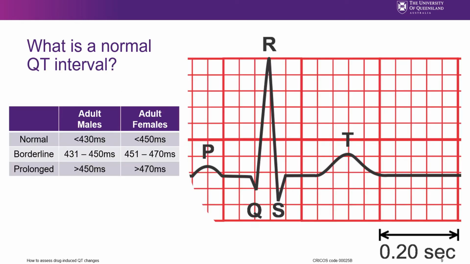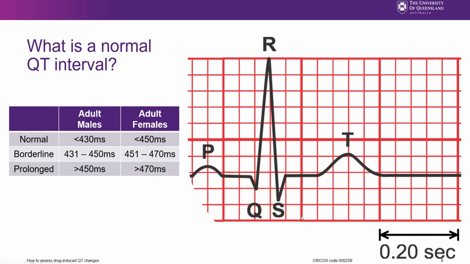So what is a normal QT interval? For adult men, the average is less than 430 milliseconds, and for women, it is less than 450 milliseconds. A prolonged QT is generally accepted as greater than 440 or 450 milliseconds for men, and greater than 470 milliseconds for women. When you are measuring the QT, each small box is 40 milliseconds in length, and each large box is 200 milliseconds in length.